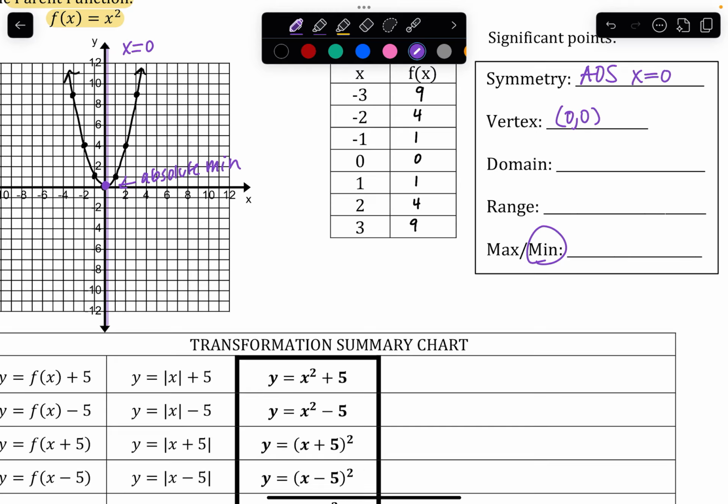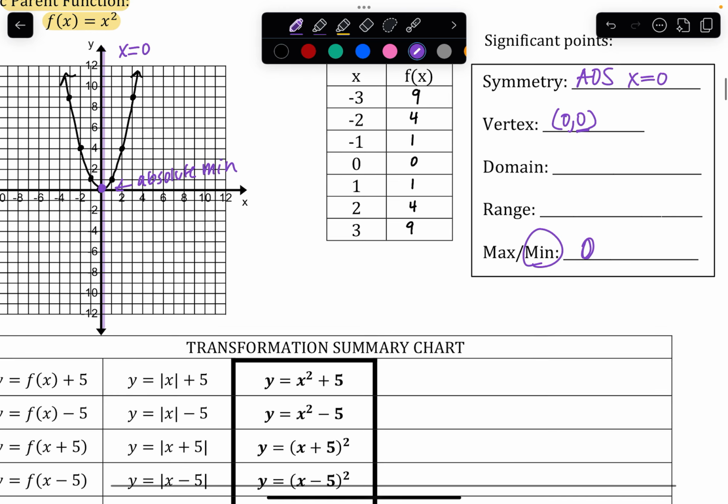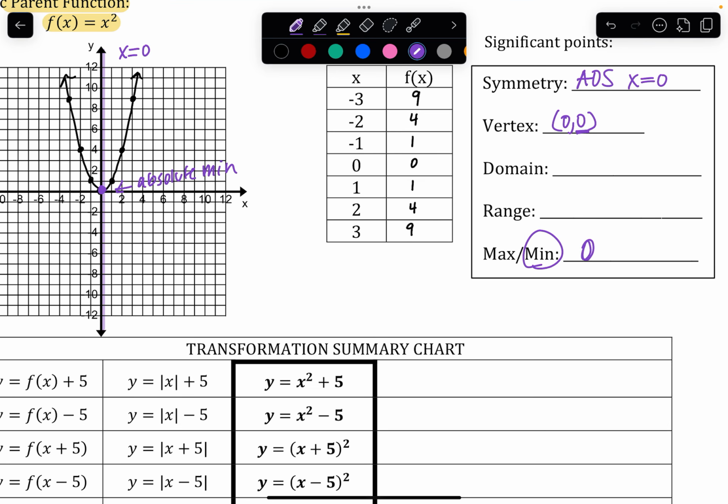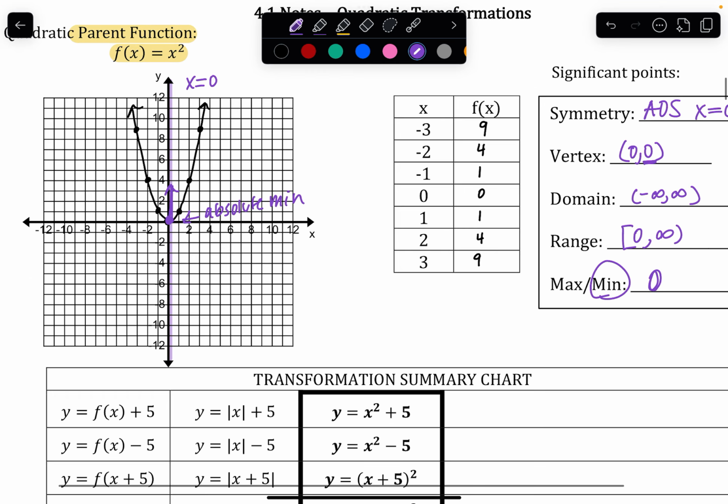At 0, 0. And so whenever you talk about the minimum value, you're talking about the y value. And so this 0 is the minimum. And so because that 0 is our minimum, that means our range is going from 0 to infinity, including the 0. So use a bracket. And then just like absolute value, domain is all real numbers all the time. It's going forever to the left, forever to the right, no matter what.